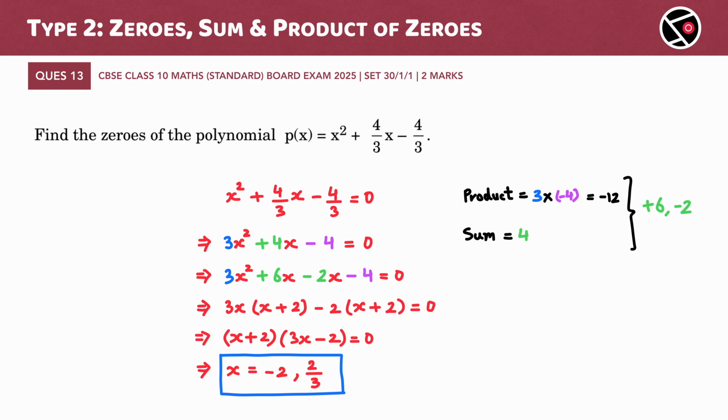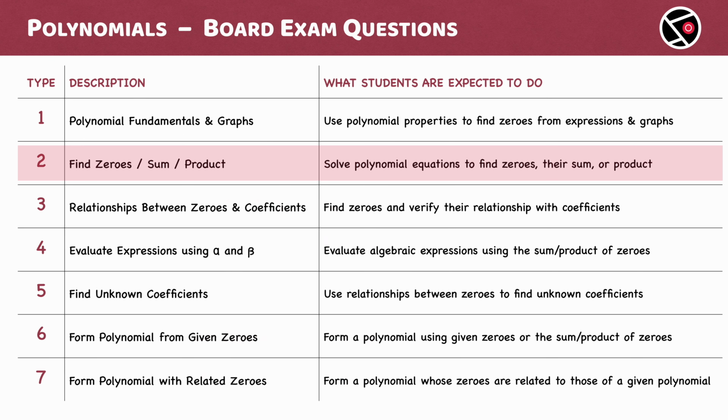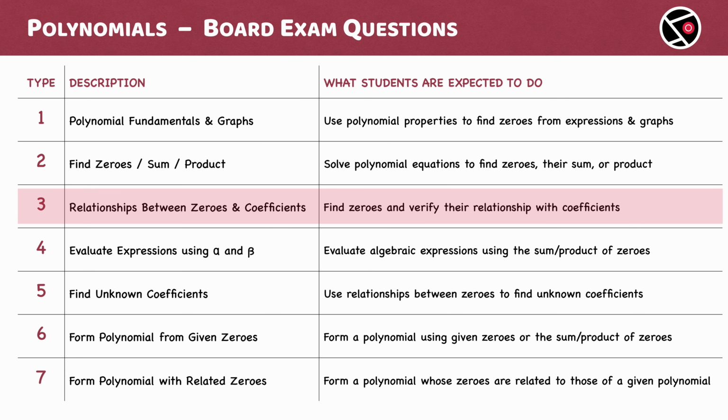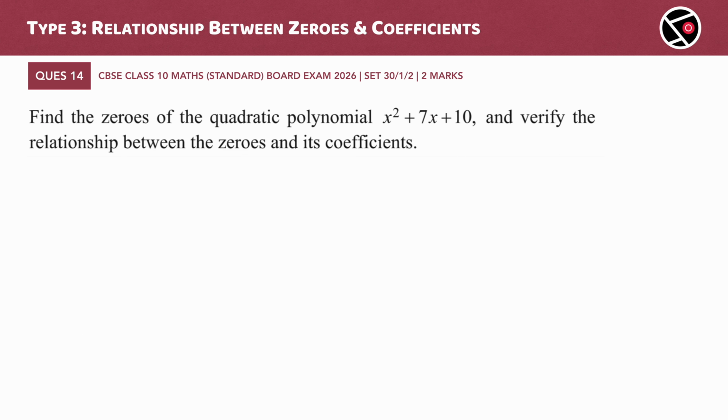With this question, we are done with type 2. Now we move one step deeper. In type 3, we will not just find zeros. We will connect zeros with the coefficients of the polynomial. So let's begin type 3 with this question. Take a pause and give it a try. Remember, this question is worth 2 marks and your target is to solve it in under 3 minutes.